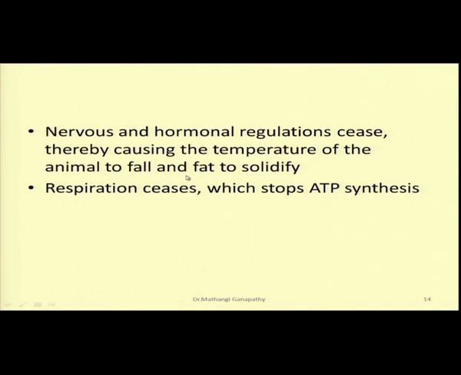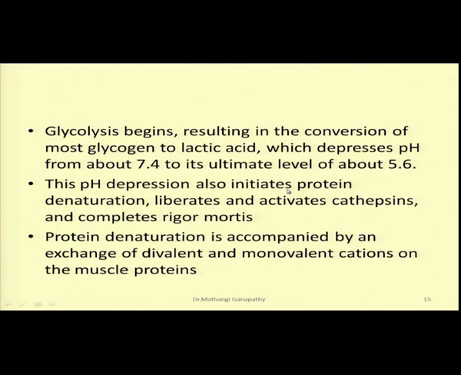As a result of this fall in temperature, fat will start to solidify. There is a complete stop of respiration, which will stop ATP synthesis. Because of all these conditions, glycolysis starts, and the stored glycogen will get converted into lactic acid. Production of acid will reduce the pH, depressing it from the normal 7.4 to ultimately 5.6. So glycogen gets converted into lactic acid, reducing the pH from 7.4 to 5.6.